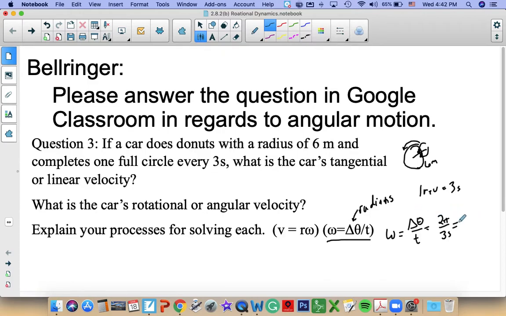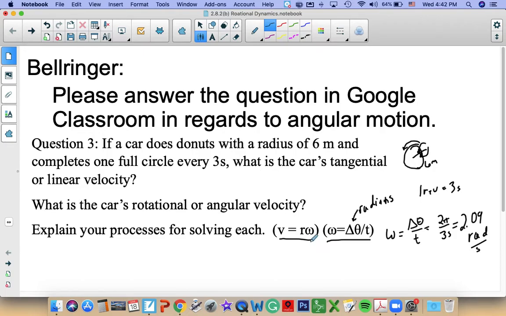So that is 2.09, and the units are radians per second. That really goes with my angular velocity. That is omega, angular velocity. Now we can come over here and do that one.